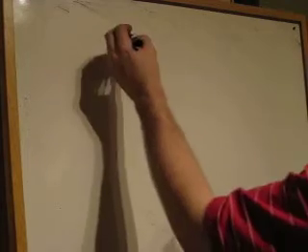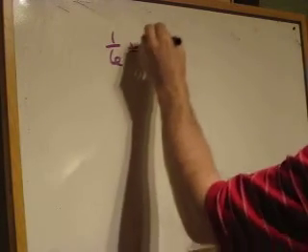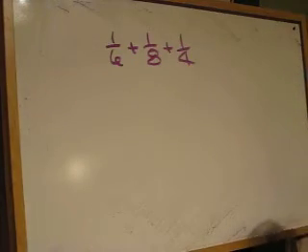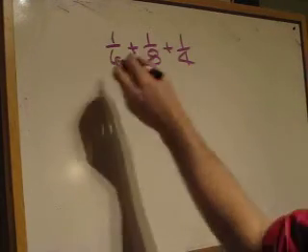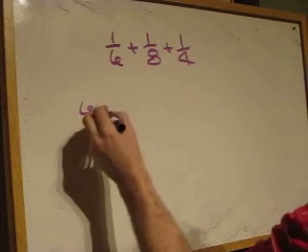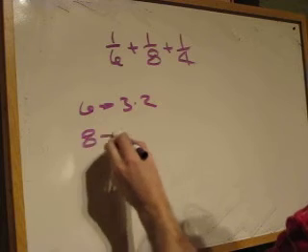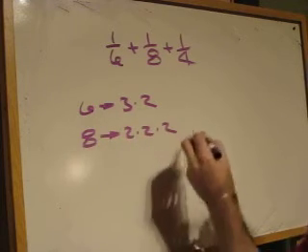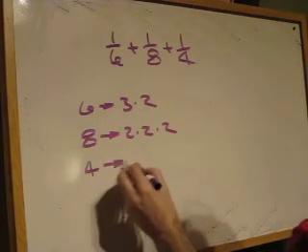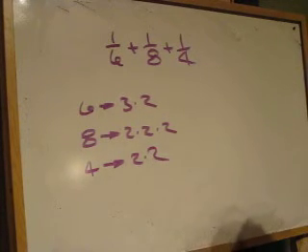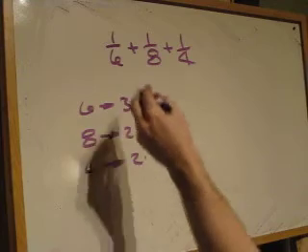Alright, well, let's look at some other ones here. Let's look at 1/6 plus 1/8 plus 1/4. It's all done the same way. We just have 3 numbers we have to get common denominators for. So there's the 6, there's the 8, and there's the 4, 2 times 2.